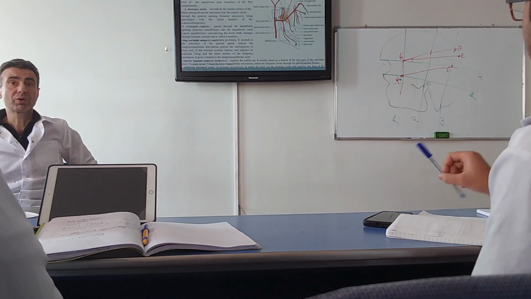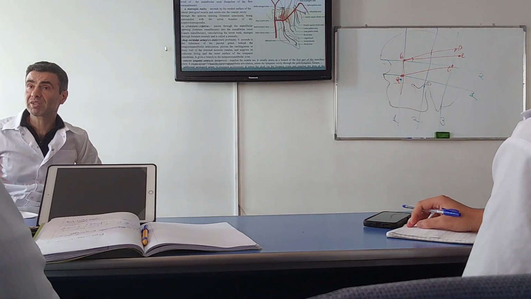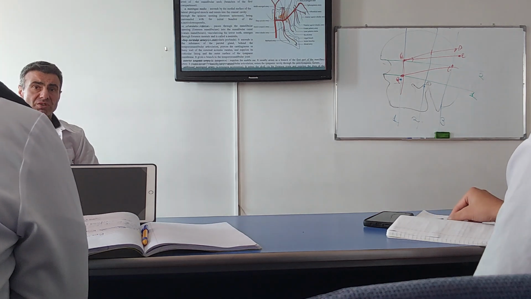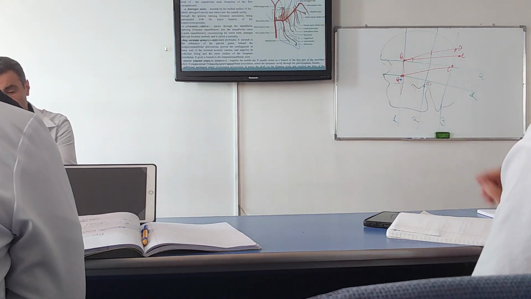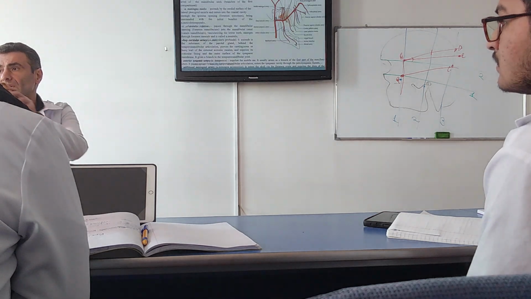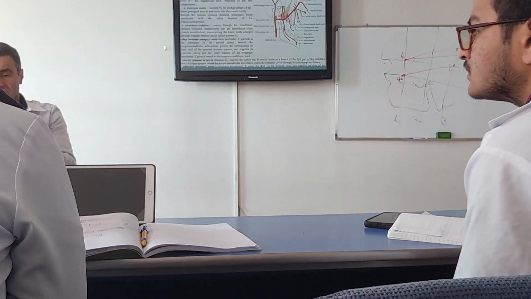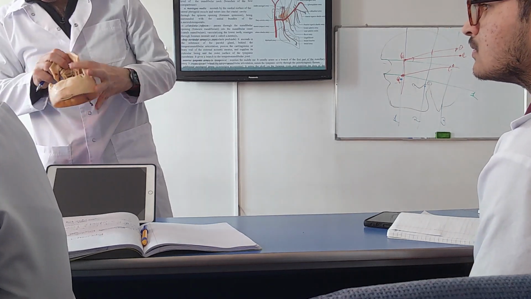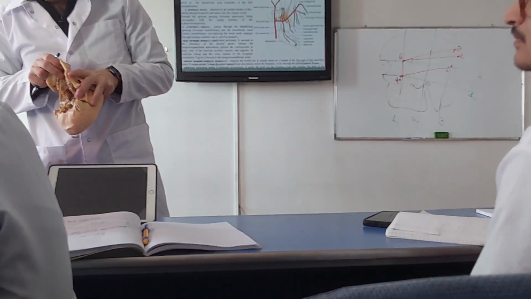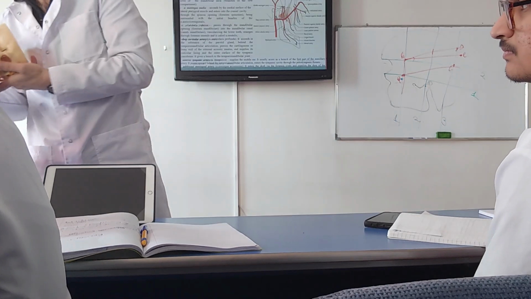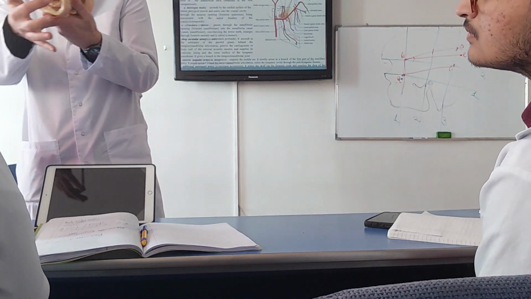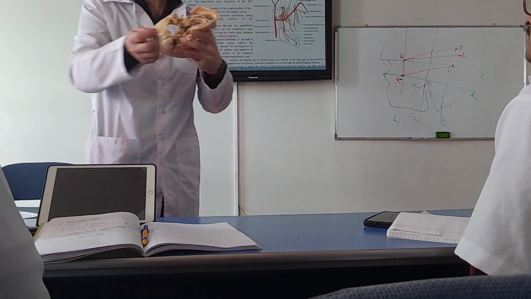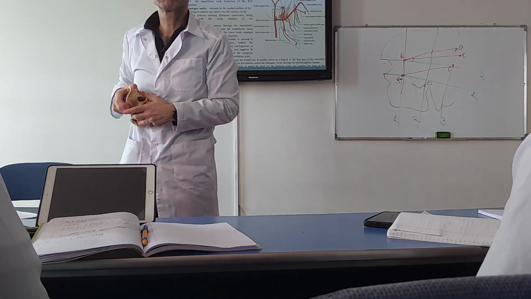Next artery is also descending. Look here, please. We call it the greater palatine artery, or descending palatine artery. Both names are used. It goes by the greater palatine canal. Look. It comes to the oral cavity, guys. Yes, it comes to the oral cavity, and it supplies the hard palate.